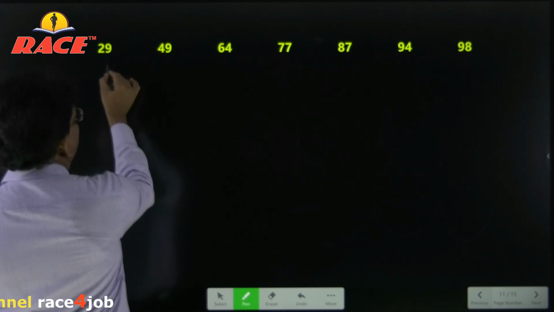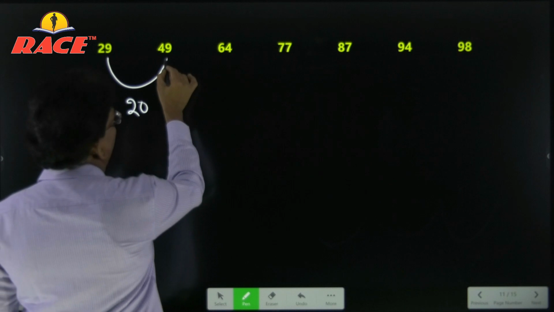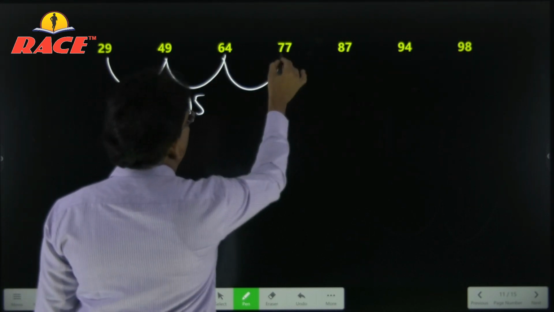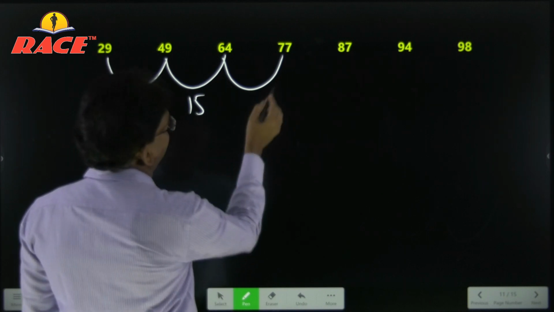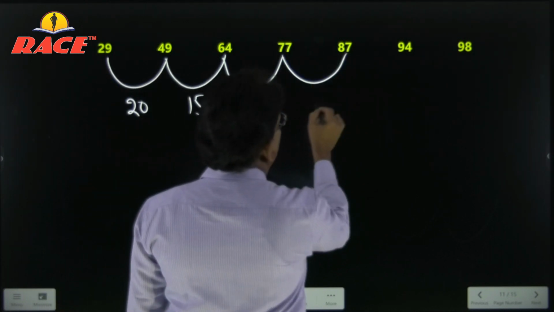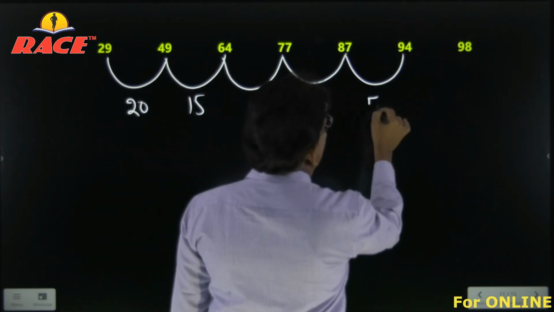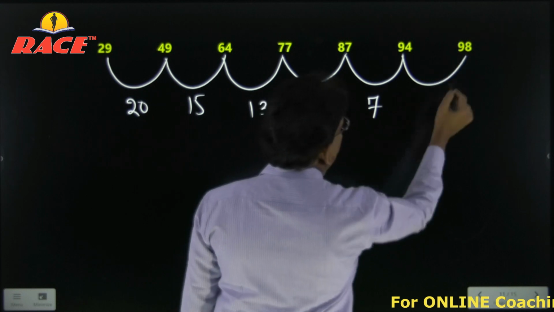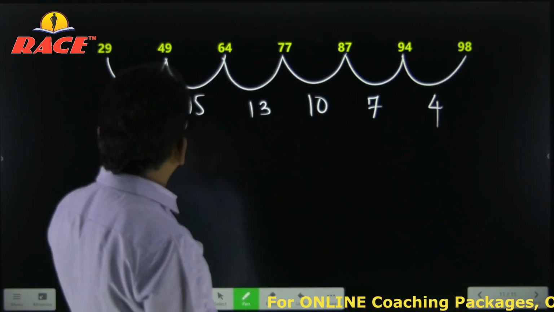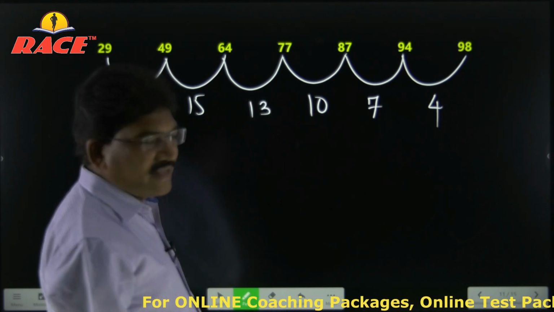Go for the difference. 29 and 49, difference is 20. Okay. 49 and 64, difference is 15. Right. 64 and 77, difference is 6 plus 7, 13. Okay. 77 and 87, difference is 10. 87 and 94, difference is 7. 94 and 98, difference is 4. That's it. So whatever numbers are increasing, 20, 15, 13, 10, 7, 4, any idea?